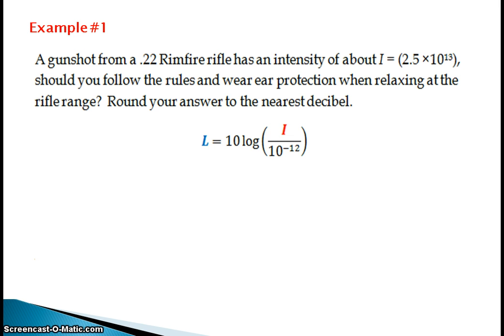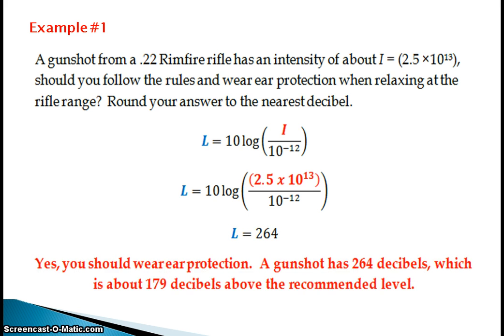First, as always, we're going to write down the formula we're going to use. Then we're going to substitute in what we've been given. We've been given I as 2.5 times 10 to the 13th, so we're going to write that here. Now we're going to put this whole thing on the right side of the equation in our calculators, and we will determine that L, or the volume of sound, is 264. That's way over the safe level of 85 decibels. So yes, we definitely should wear ear protection. Pause now and write down this example.